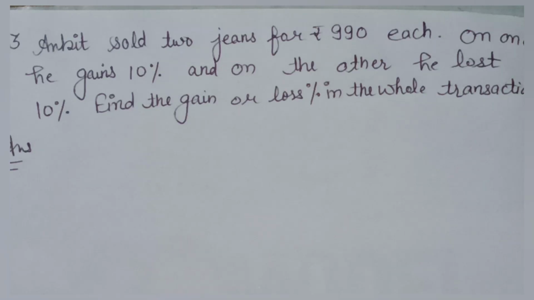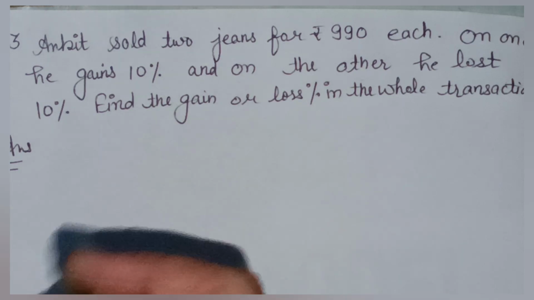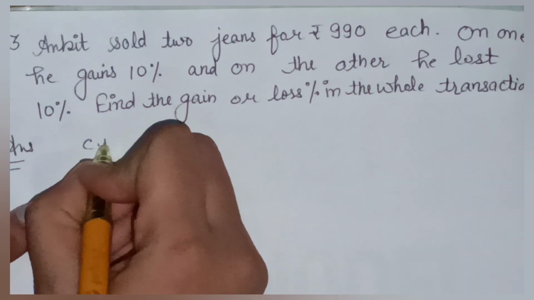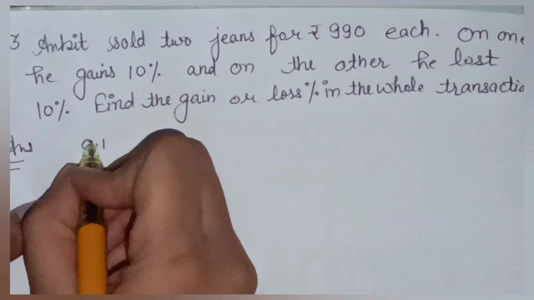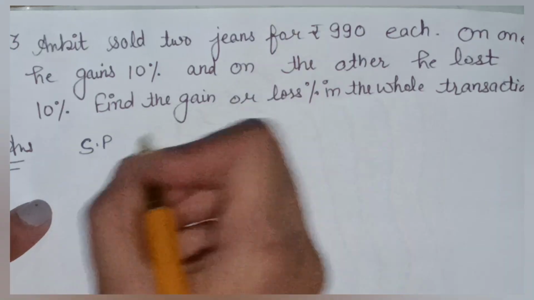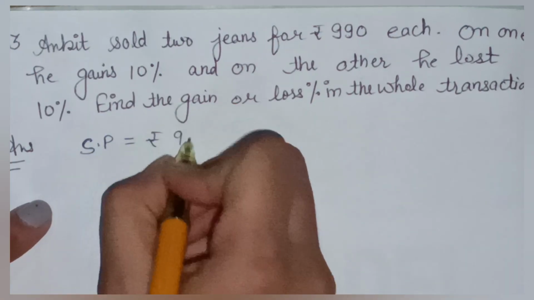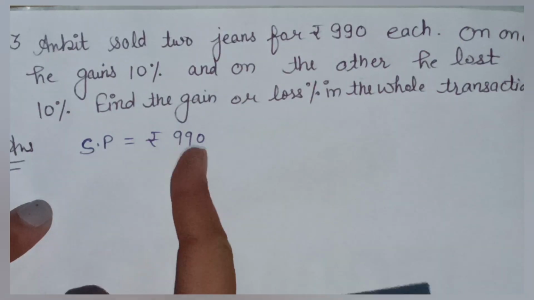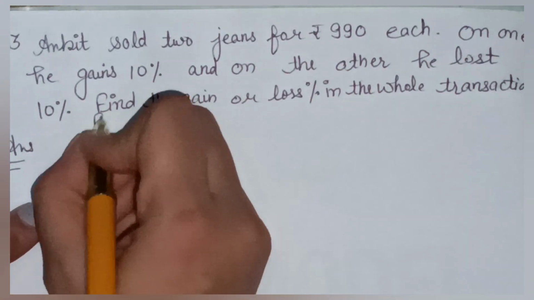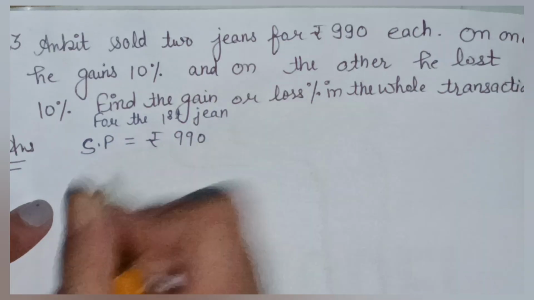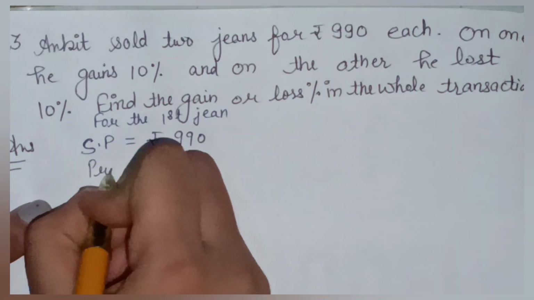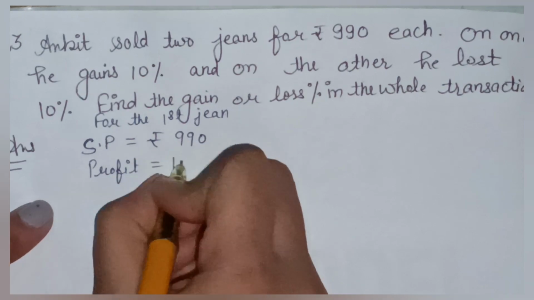I firstly write here, we have been given the SP, so we apply the formula of CP, firstly for profit. I write here the formula of CP for profit. We have given SP, selling price, is equal to rupees 990 for the first jean. And profit is equal to 10% on it.